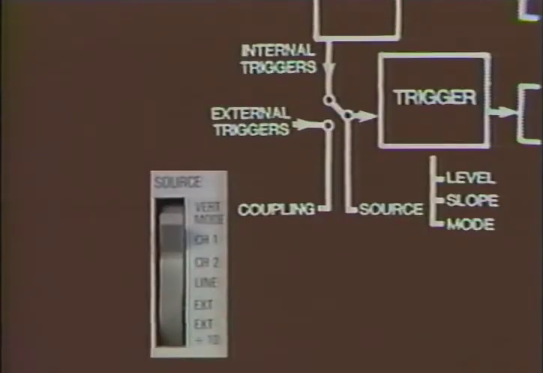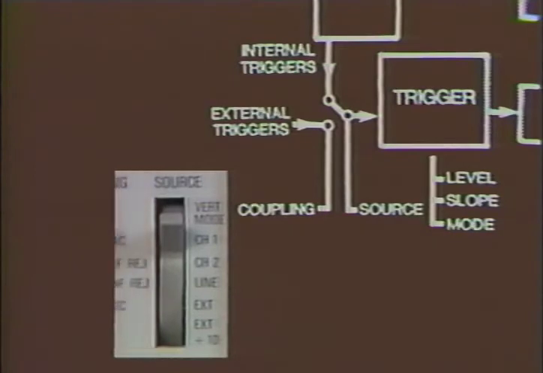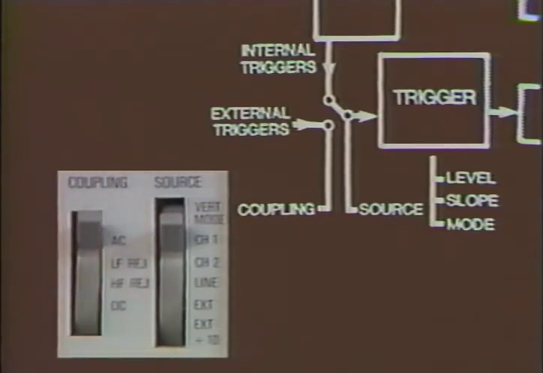The desired trigger signal source is selected with the source switches. You must also specify the trigger signal coupling: AC, LF reject, HF reject, or DC. The trigger signal source can be selected specifically as one of the vertical channels, or we may let the vertical mode switch select the trigger source. We can also select the power line as the trigger source if it has some time relationship with the displayed signal. We can also select the external trigger input or external trigger attenuated by 10.